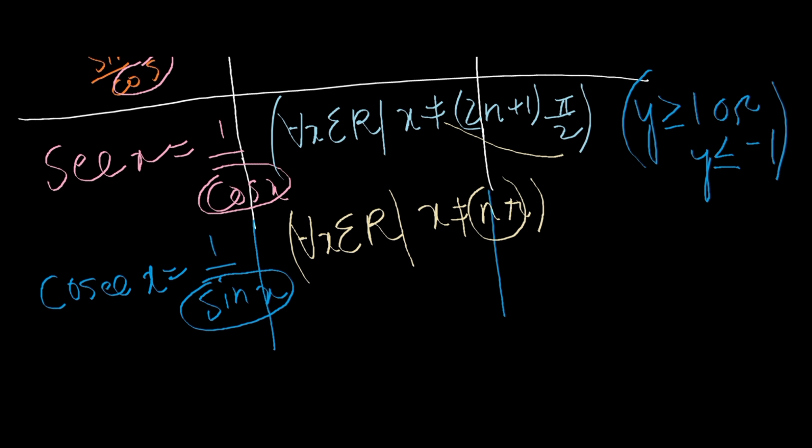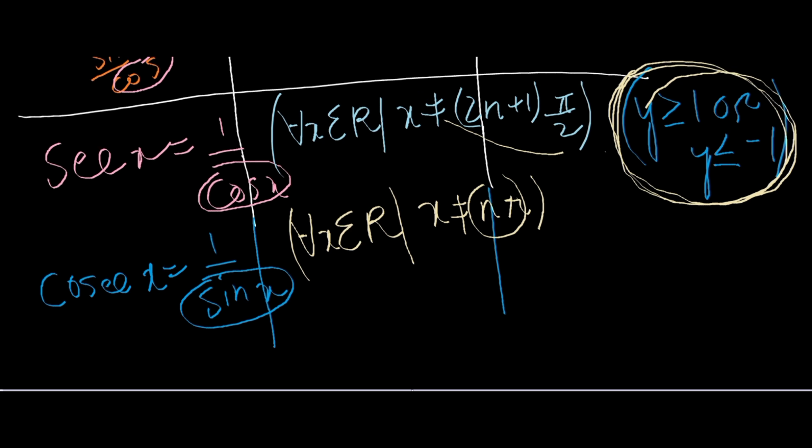So what is the range of the cosecant function? The range of cosecant and secant are the same. The range of the cosecant function and the range of the secant function, they both are the same, which is y is greater than or equal to 1, or y is less than or equal to -1. So this is also the range of the cosecant function.